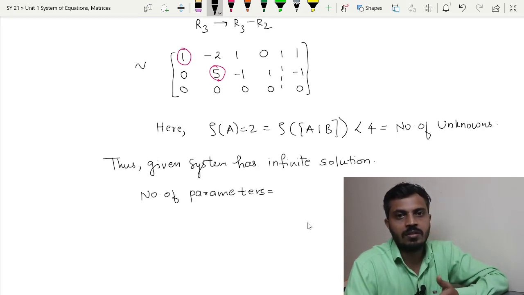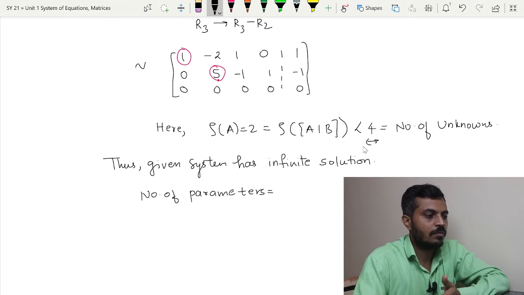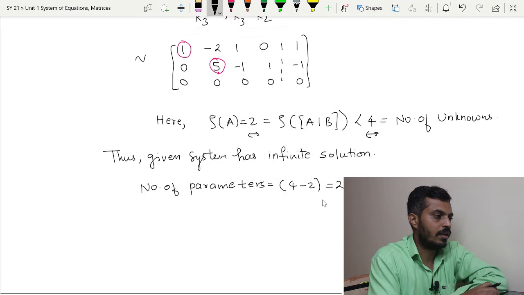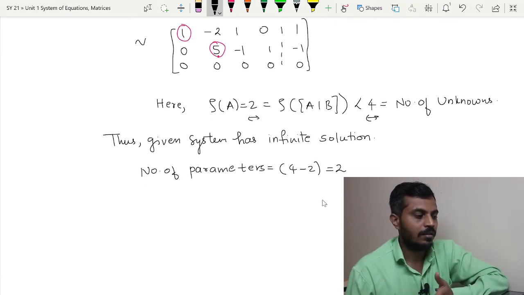So, the next question is number of parameters. So, number of parameter is nothing but number of unknowns minus the rank we get. So, it will be 2 in our case. Now, first of all we will write down the equivalent system and then we will see that parameters should be used for which variables.